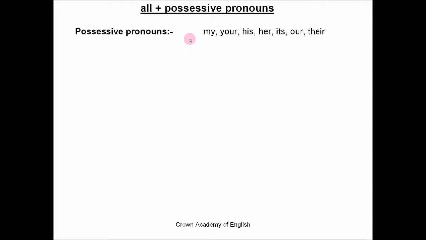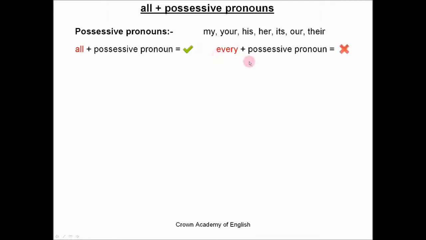So if we want to use a possessive pronoun, it is okay to use the word all. So we can say all and then a possessive pronoun. That is okay. But we cannot use the word every. That is wrong.